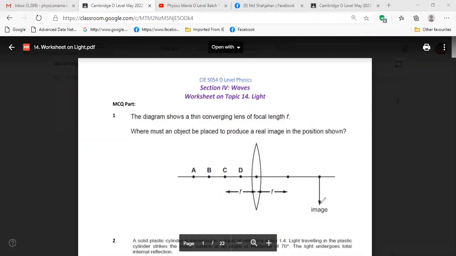You can take a printout of this worksheet. That will be easier for you to write the notes on the worksheet, and it will be a good resource for you in the O levels. Can you do it for me? Hello? Okay, sir. Okay, please do it.